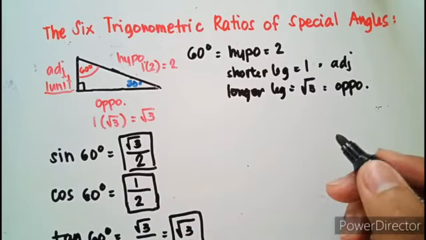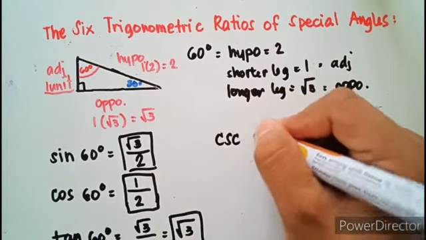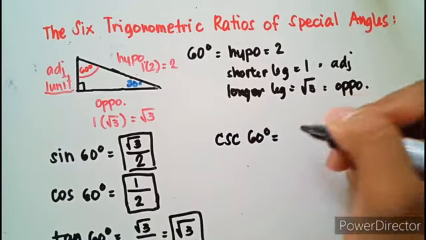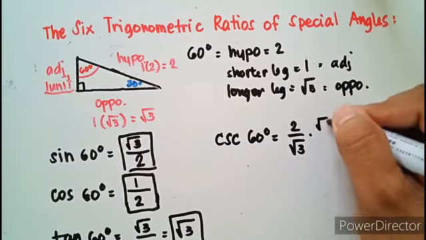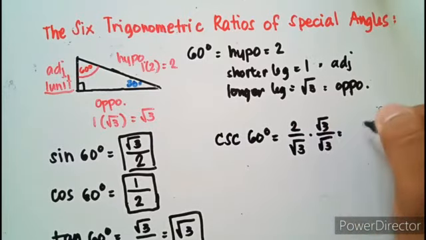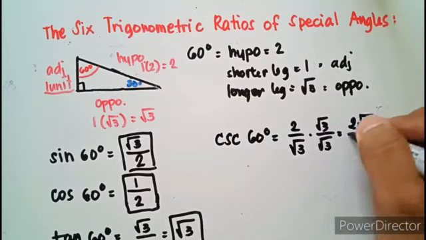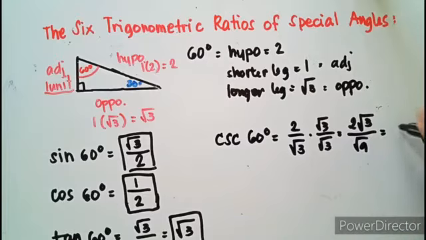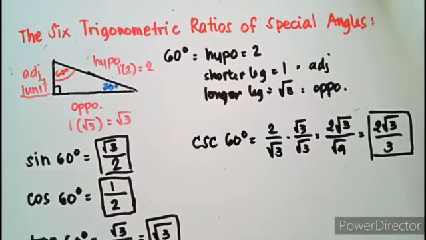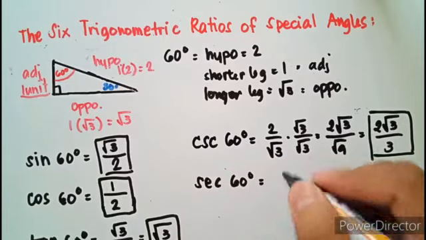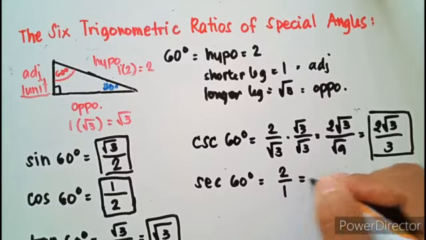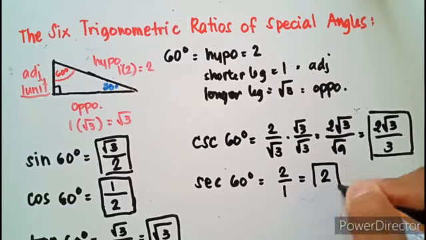Then, for our cosecant, the reciprocal of sine, that is 2 over square root of 3. Rationalize by square root of 3 over square root of 3. That is equal to 2 square root of 3 over square root of 9, and that is equal to 2 square root of 3 over 3. So this is the value of cosecant 60 degrees. Then, for our secant 60 degrees, that is 2 over 1, which is equal to 2. Our secant 60 degrees is equal to 2.